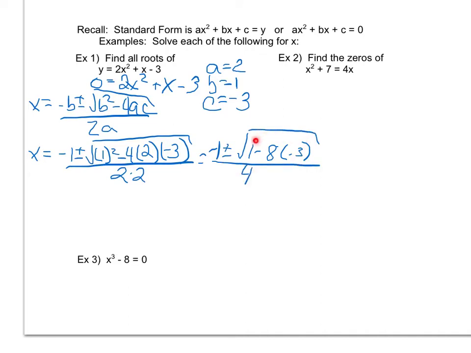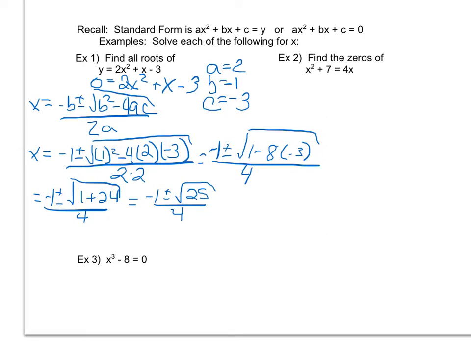So now I'm going to multiply these. If sign belongs to the number, I'm going to think of this as a negative 8 times a negative 3, and that's going to give me a plus 24 there. I see mistakes non-stop on people saying, oh, 8 times negative 3, all that's going to become minus 24. It doesn't. All of this becomes a plus 24. So I have now the negative 1 plus or minus the square root of 1 plus 24 all over 4, which gives me negative 1 plus or minus the square root of 25 all over 4.